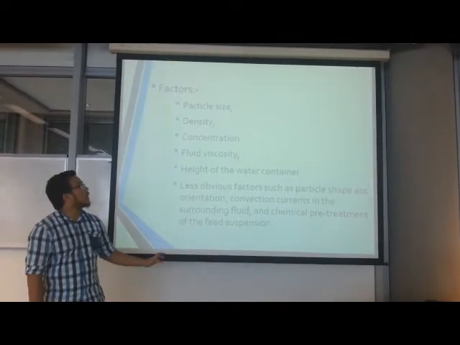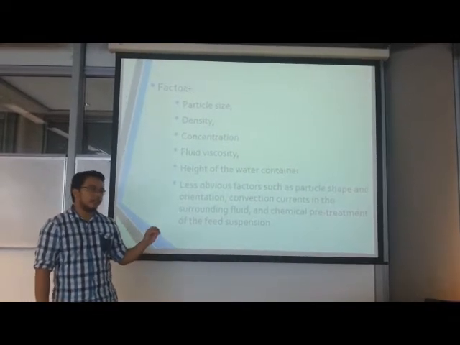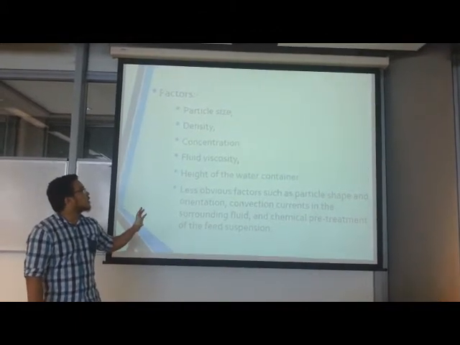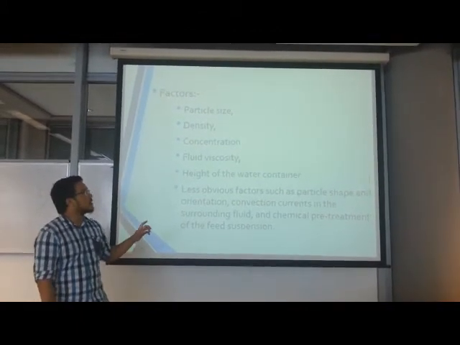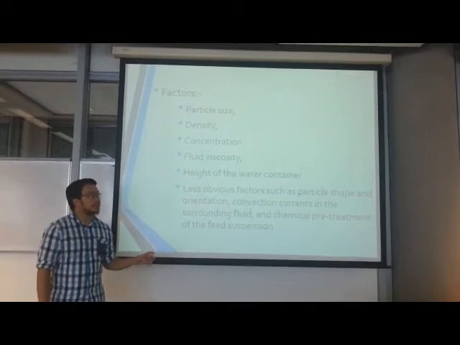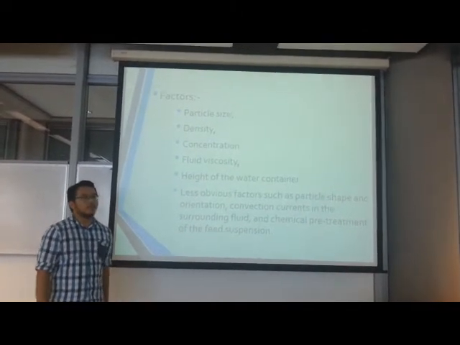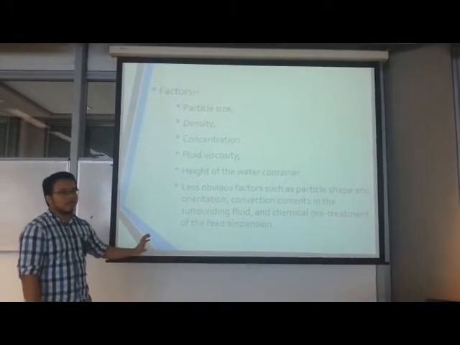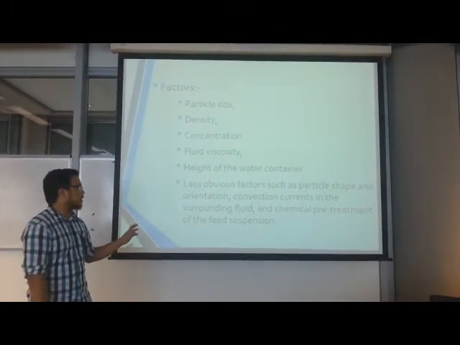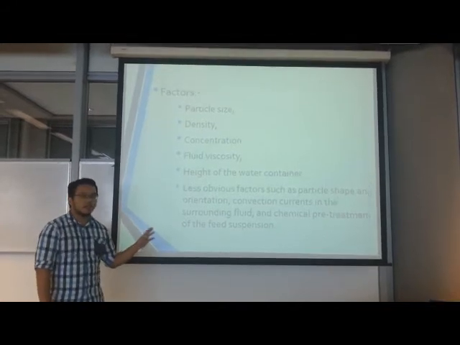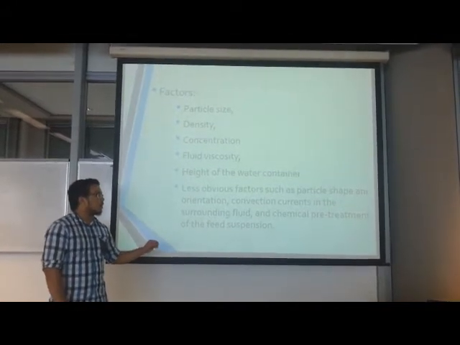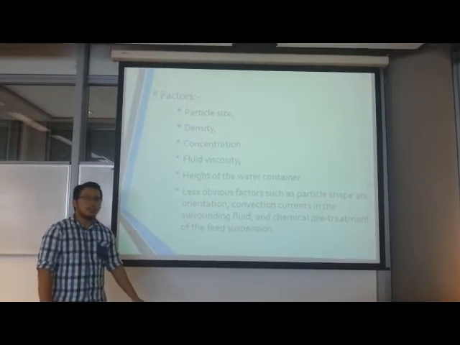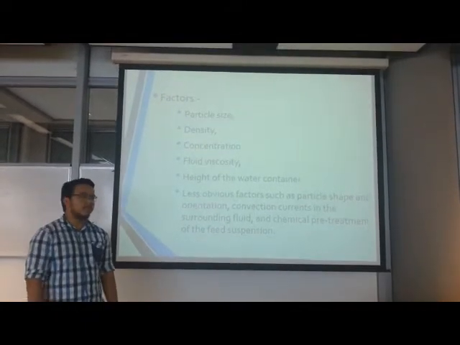So, what are the factors that affect the rate of settling? The major ones include particle size, density, concentration, fluid viscosity, and also the height of the water container. Besides the huge factors, there are less obvious factors, including particle shape and orientation, convection currents, and the chemical pretreatment of the feed.